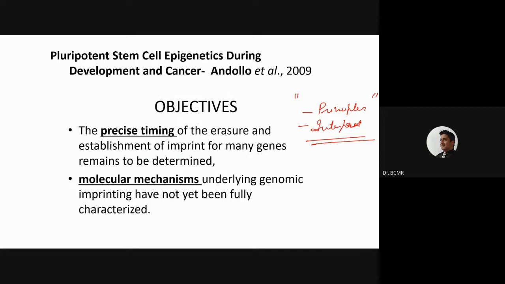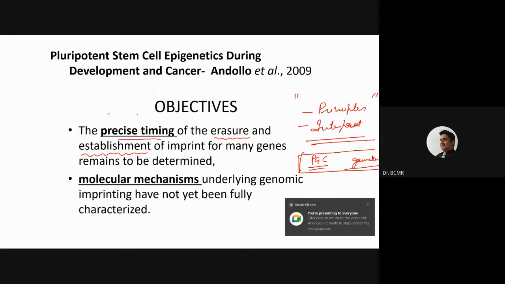In this paper, the authors have, I think, taken three different papers and put them together as one paper, to determine the timing of when erasure occurs and when the imprint is established. We already discussed that erasure occurs at this time after primordial germ cell formation, and establishment occurs when they are forming gametes. The information as such has come from experiments carried out using papers like these ones.